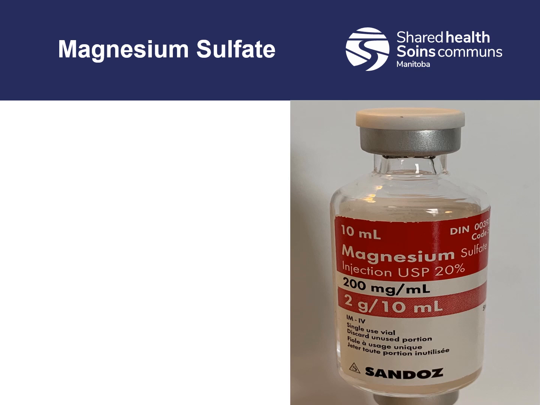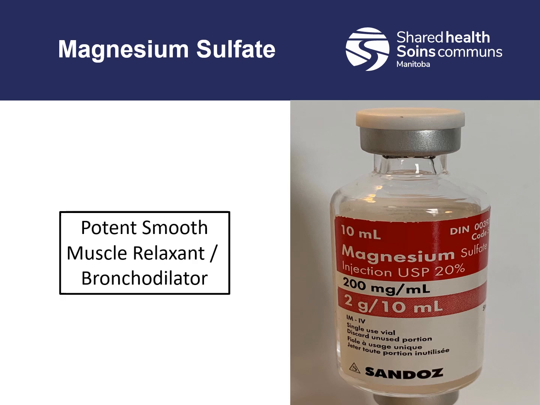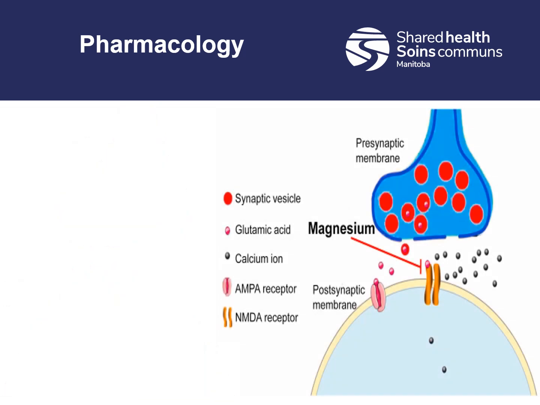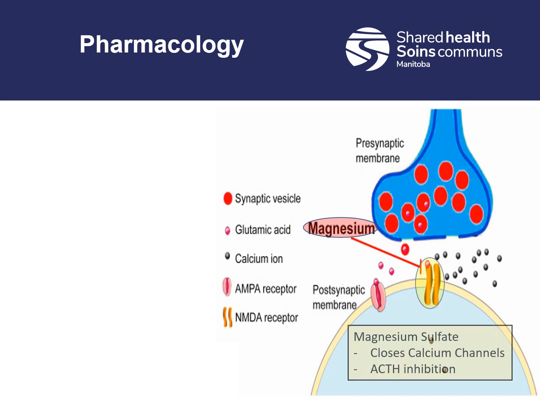Magnesium sulfate. No, this is not on any standing order list right now. This is a discussion with OLMS at present. But magnesium sulfate is a very potent smooth muscle relaxant and bronchodilator. What ends up happening is at the muscular junctions, for mag sulfate, we end up inhibiting the calcium channels. When magnesium closes those calcium channels, it stops the myosin-actin fibers from maintaining constriction because they no longer have that stimulus from the calcium, and it relaxes the smooth muscle. It also inhibits acetylcholine.